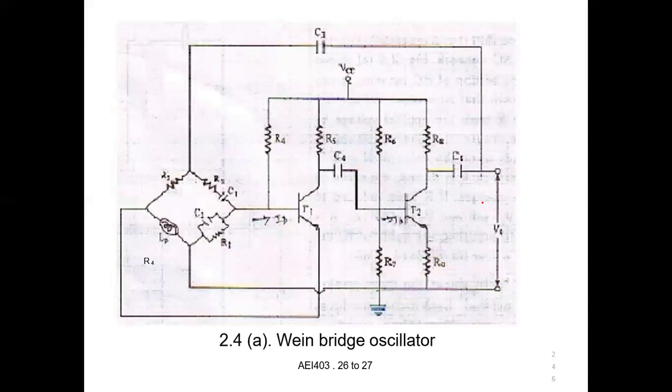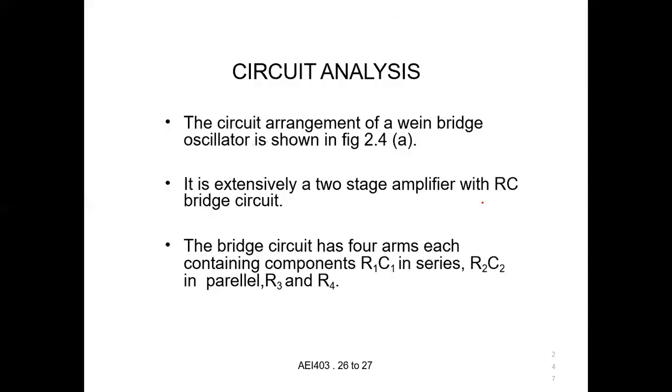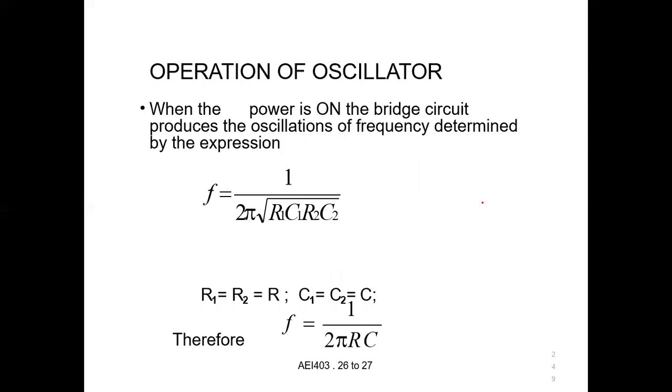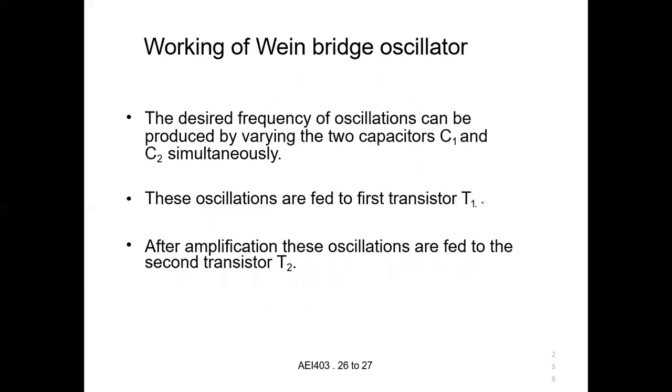Wien bridge oscillator. This is a basic amplifier circuit which has the Wien bridge network. Here we have a 180-degree phase shift, so it will produce the output. This is the operation of the oscillator: F is equal to 1 divided by 2 pi root of R1 C1 R2 C2. That is the output frequency with respect to the resistors and capacitors. If you fix the R value as the same, the output will be F equal to 1 divided by 2 pi RC.